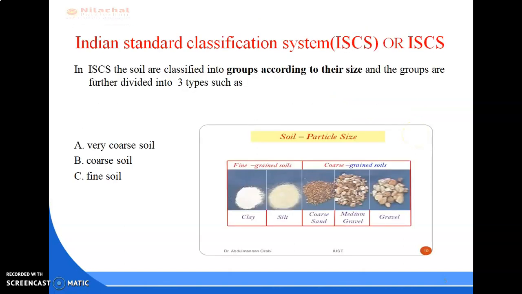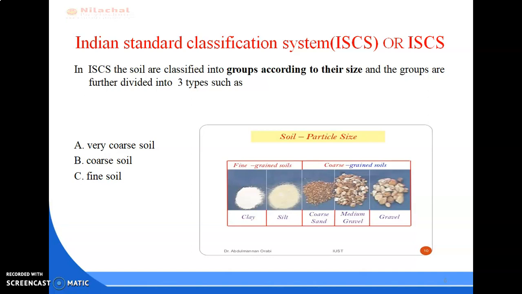So next we are going to discuss the Indian Standard Classification System, or ISCS. In ISCS, the soils are classified into groups according to their size, and the groups are further divided into 3 types, such as very coarse soil, coarse soil, and the third one is the fine soil.